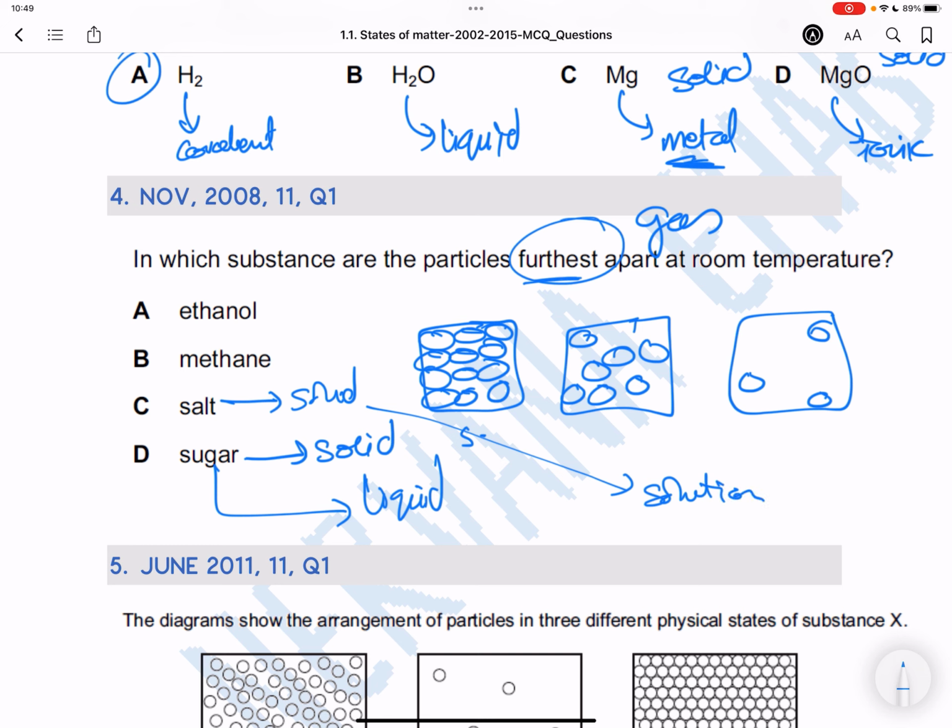form. Methane is a gas at room temperature. This is something we will study in chapter 3, when we study that methane is basically CH4 and it is a covalent substance. Simple covalent substances are gases at room temperature, with few exceptions, of course. And so that's why the answer here is methane. It's the only one that's a gas at room temperature.